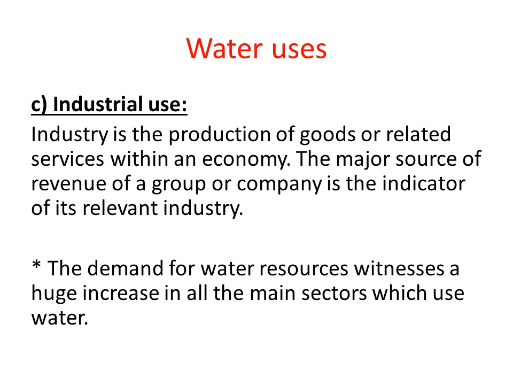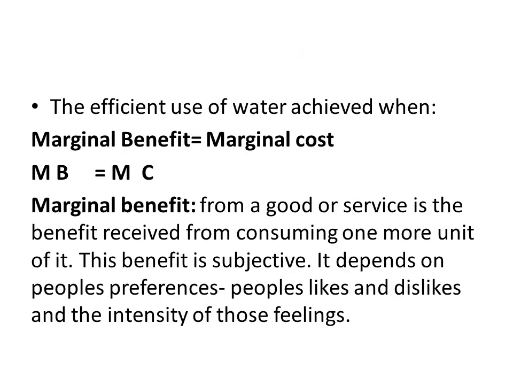Water demand increases due to increase in population and urbanization, and water supply is unchanged or even decreased due to climate change. To reach the efficient use of water, marginal benefit must equal marginal cost. The efficient use of water is achieved when marginal benefit equals marginal cost.